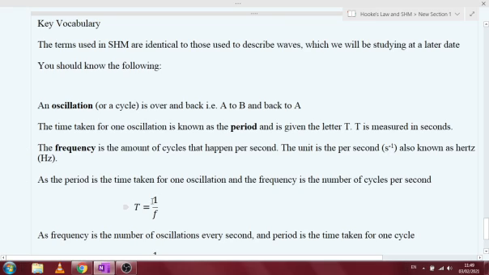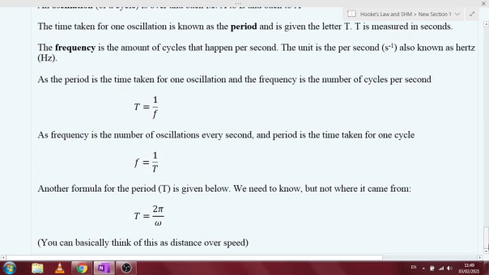So if we look at the definitions to create formulas, the period is the time taken for one oscillation, and the frequency is the number of cycles per second. So it's how many cycles you get in a second. So we have T for the period is 1 divided by the frequency, how many you get, and that's a formula for the period. Likewise, if we look at our definitions again, the frequency is the number of oscillations every second. So how many over and backs you get in a second. The period is the time taken for one cycle, so frequency is 1 over T.